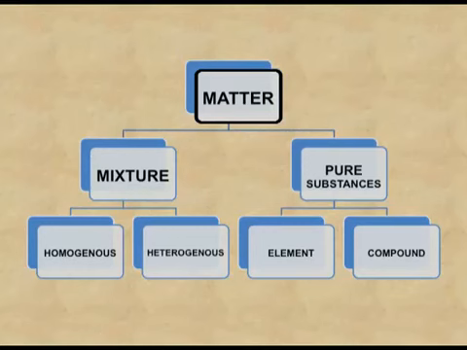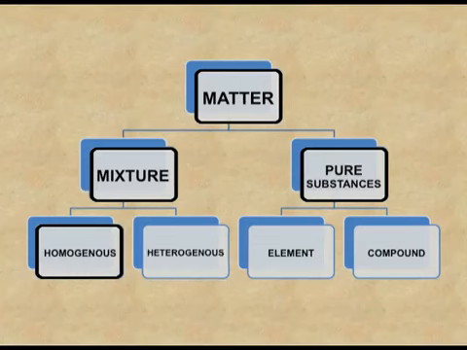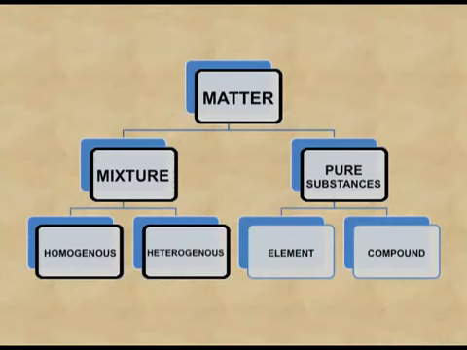Matter is classified into mixtures and pure substances. Mixtures are further classified into homogeneous mixtures and heterogeneous mixtures. In both, the components are mixed in any ratio. But in a homogeneous mixture, the composition is uniform. You cannot see the separate components. But in the case of a heterogeneous mixture, you can see the separate components. That is, the composition is not uniform throughout.